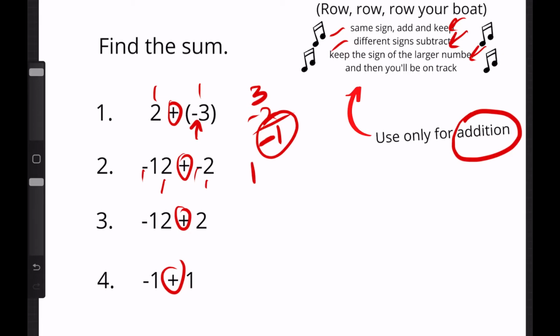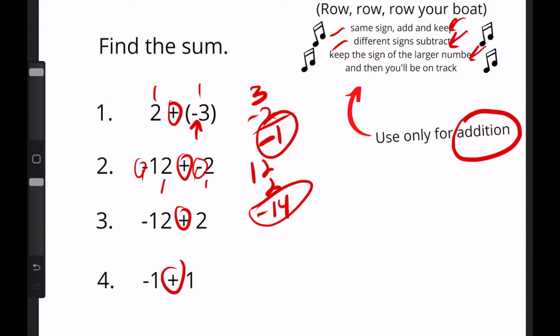We're adding them together. 12 plus 2, which is 14. And since they're both negatives right here, we're keeping the sign. Negative 12 plus negative 2 is negative 14. Okay, let's go to the next one.